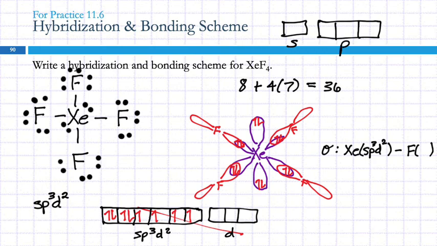Fluorine has 7 valence electrons. 1, 2, 3, 4, 5, 6, 7. It's this half-filled one that's going to overlap. That's a p orbital, right? All 4 bonds are the same. They all have the same description.